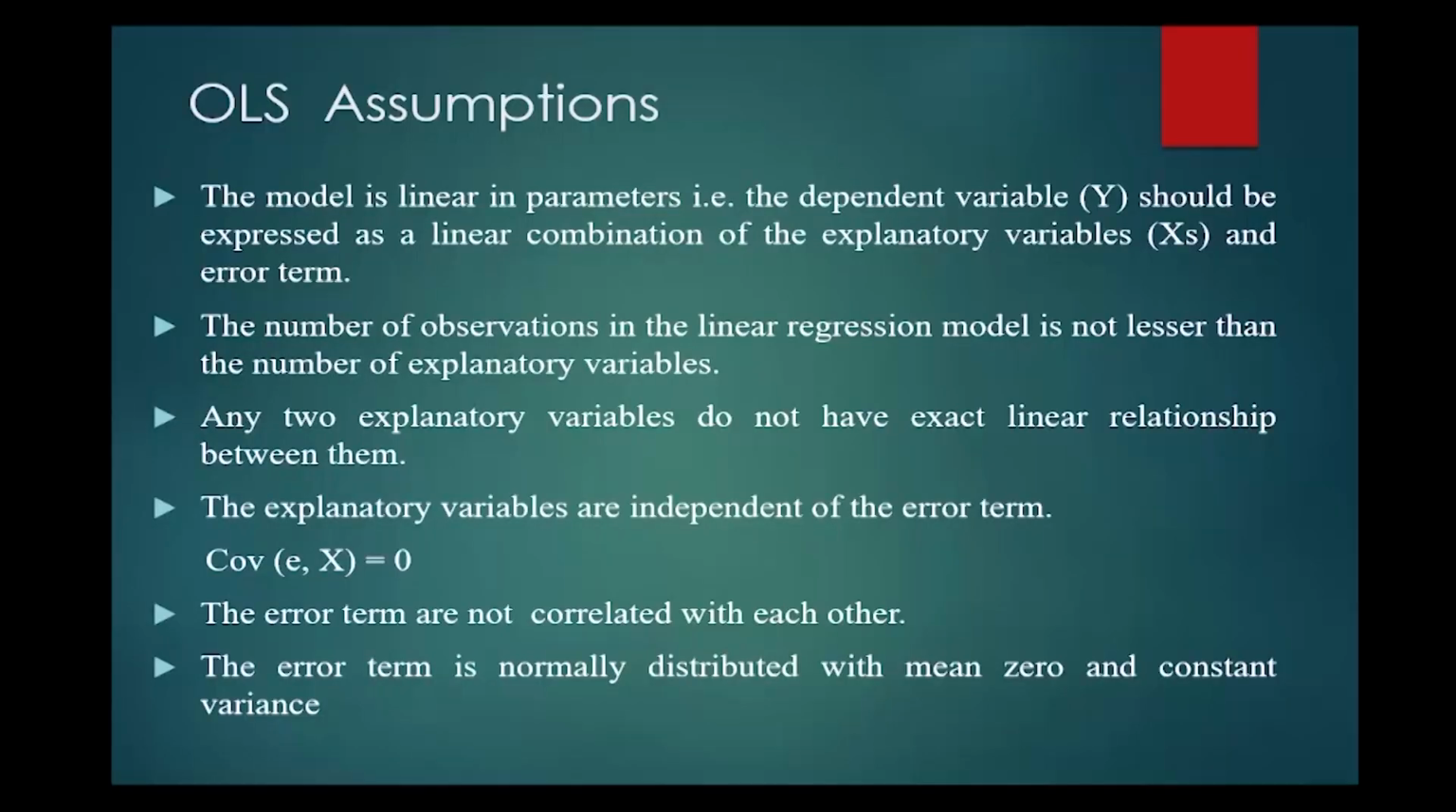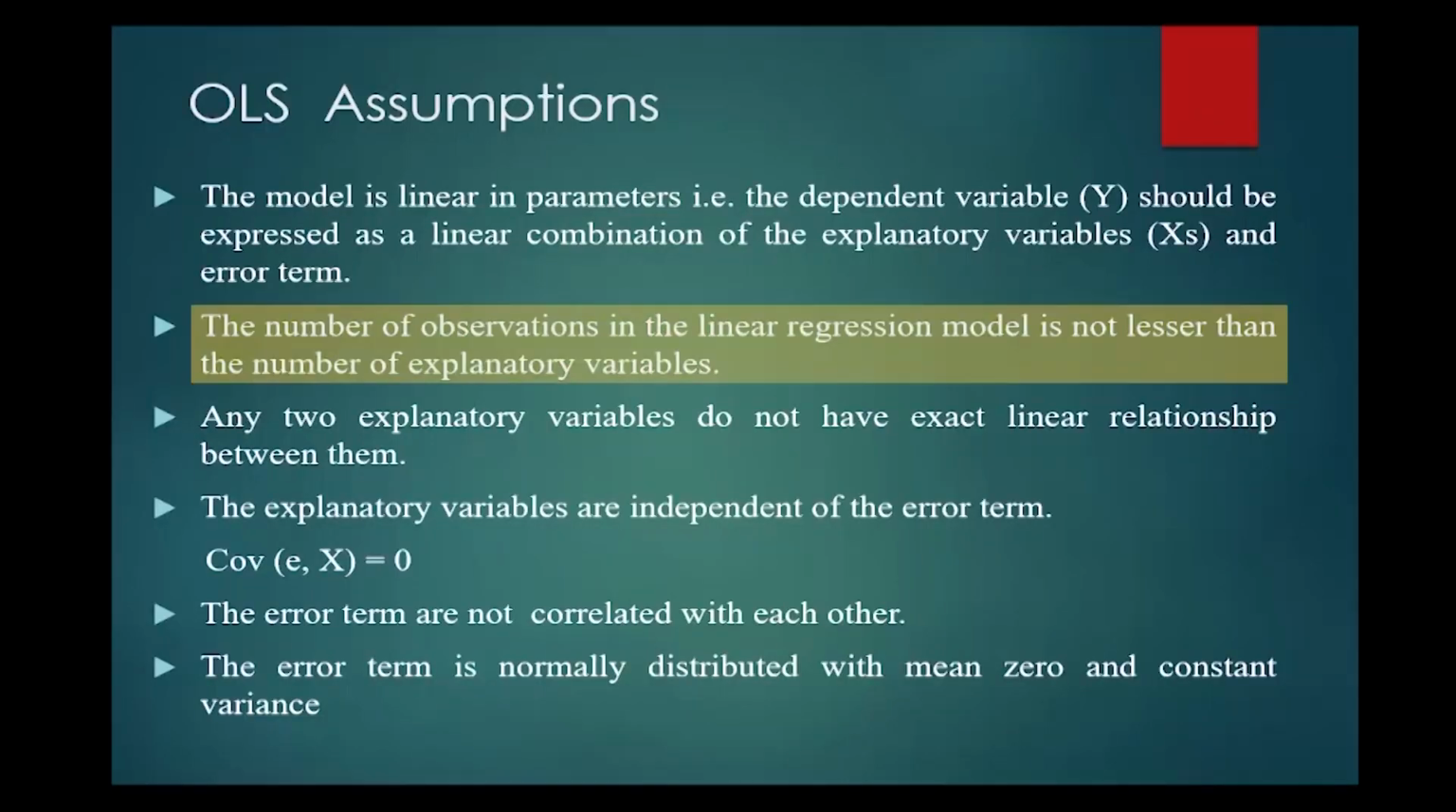Now we go to the second important assumption: the number of observations in the linear model is not lesser than the number of explanatory variables. That means the number of observations must be greater than the number of variables to be estimated. Otherwise, there will be a problem in the degrees of freedom, and this will affect the estimation process. So this has to be remembered by the researcher at all times when collecting the data or when moving to the estimation procedure.